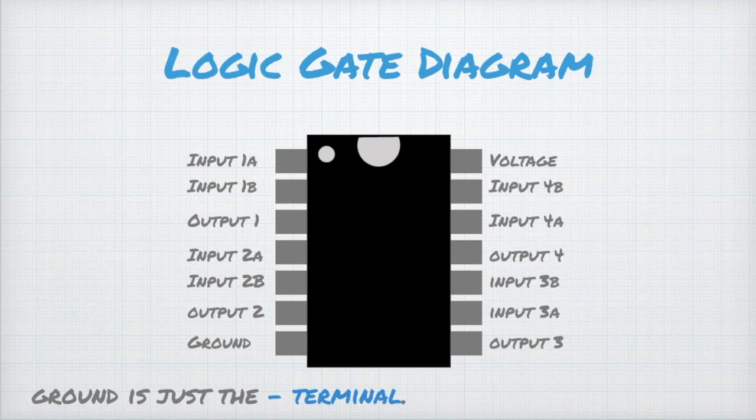In order to use these operators, we must connect the voltage pin in the top right to the positive end of the battery and the ground pin on the bottom left to the negative end of the battery. If we pretend like this logic gate is an AND logic gate, and we connected positive voltage to both input 1A and input 1B, we would get a positive voltage out of the output 1.